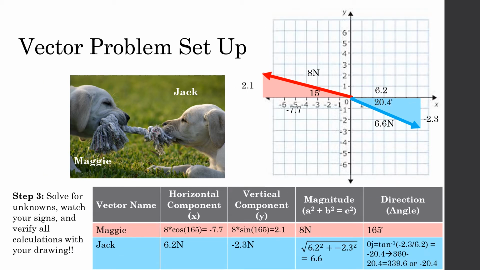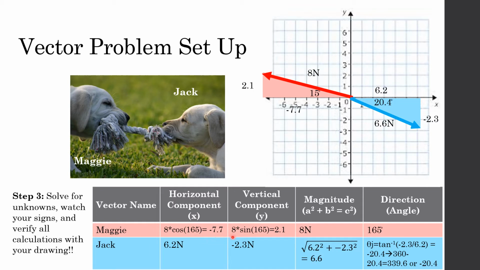All right, so step 3 is to solve for the unknowns. Make sure that you watch your signs and you verify all calculations with your drawing. Okay, so for Maggie, they gave me the magnitude and the direction, so I'm going to find my components. To find the horizontal component, I'm going to do my hypotenuse times cosine of my angle, so 8 cosine of 165, and I get negative 7.7.